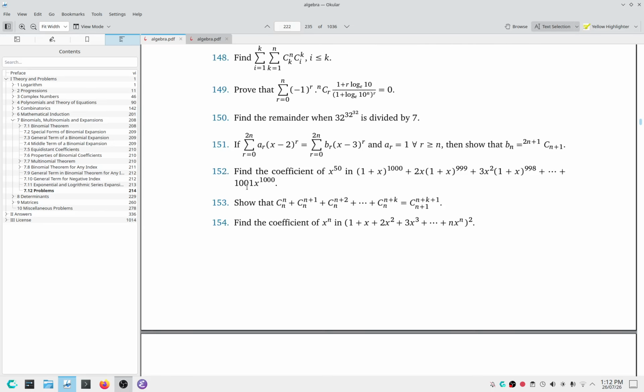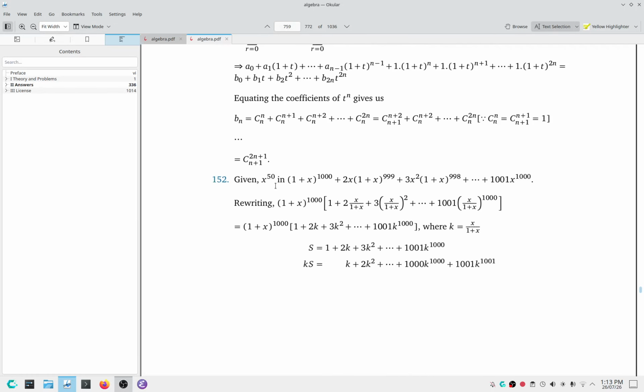Question 152 says: find the coefficient of x to the power 50 in (1 plus x) to the power 1000 plus 2x times (1 plus x) to the power 999 plus 3x squared times (1 plus x) to the power 998 and so on up to 1001 x to the power 1000.